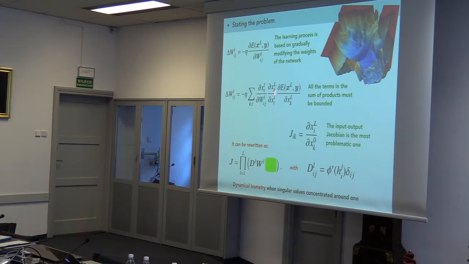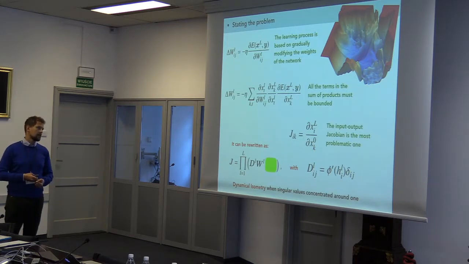The one that gives you the problems here when the network is really large is this term, and it's in its most extreme version. It's the derivative between the last layer and the input layer, and this is what is called the input-output Jacobian. Okay, so now the idea is to tame this object. And you can tame it by looking at its singular values.